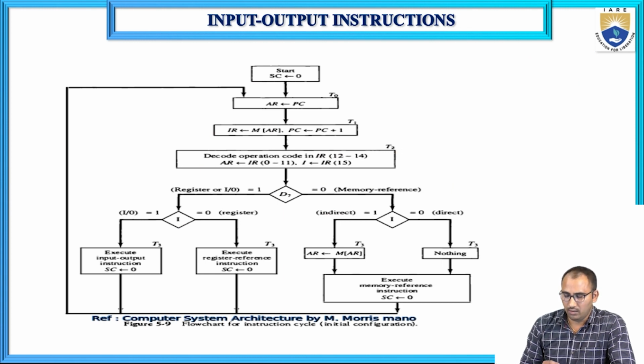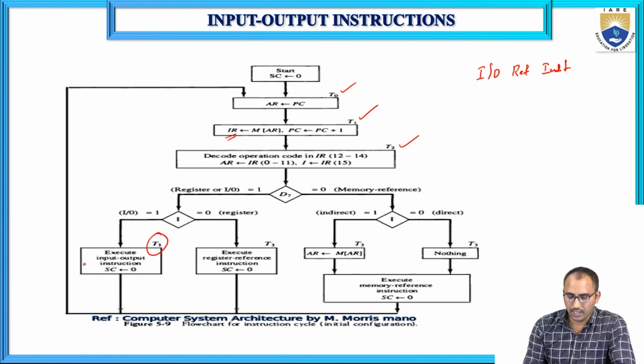So see here, suppose you consider an input or output reference instruction. During T0, the program counter address will be loaded into the address register. During T1, the instruction will be placed in the instruction register, during T2, the instruction will be decoded, and during T3, the instruction will be executed. So during T3, the IO instruction will be executed.